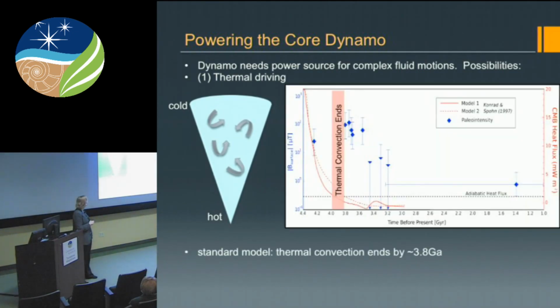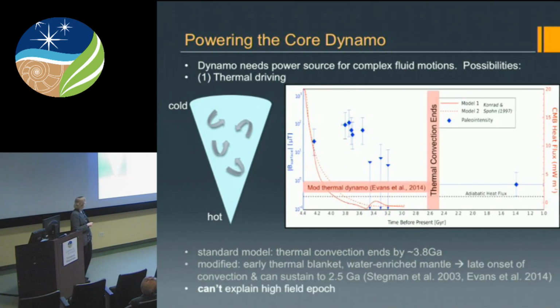Okay? Now, if you do that for the moon, then you can come up with estimates of how long the dynamo could have lasted from the thermal convection, because as the moon cools, eventually you will get subcritical for the thermal convection. And simple estimates of this, a standard model of this, tell you that thermal convection ends somewhere between about 4 and 3.8 billion years ago. Okay? But you can modify this standard model.